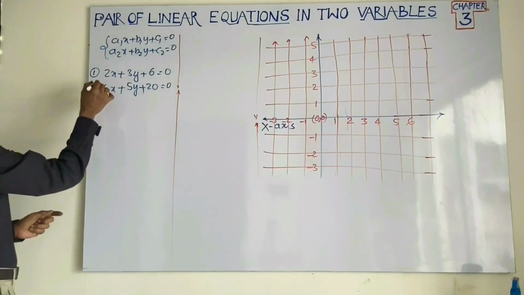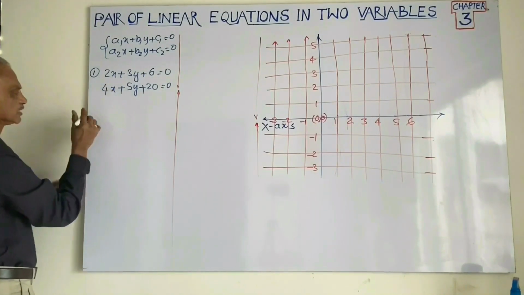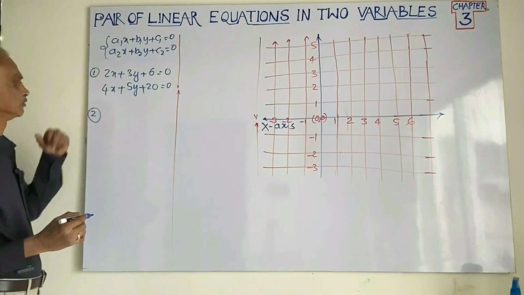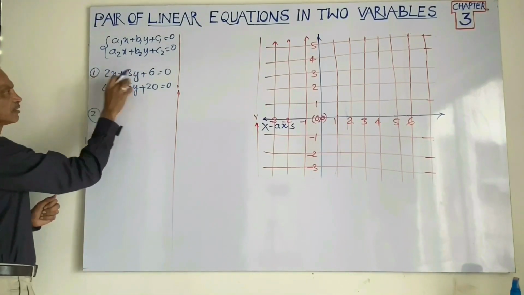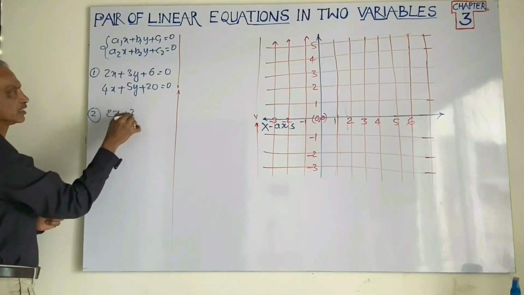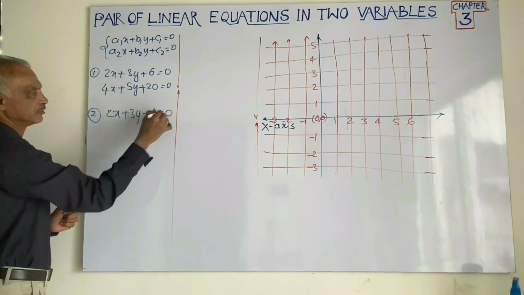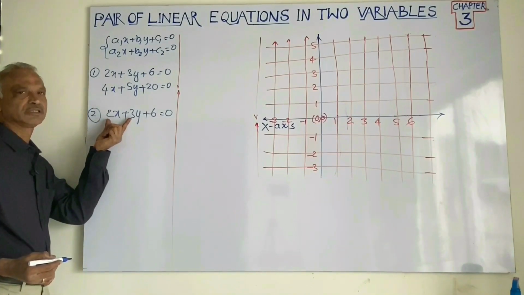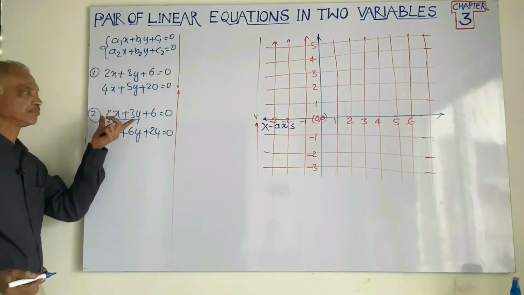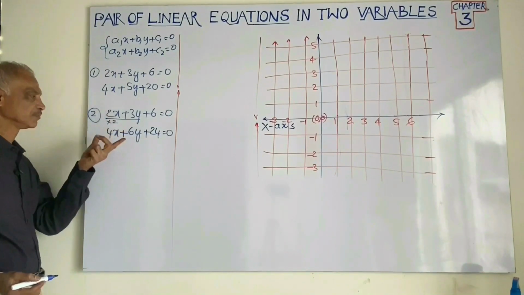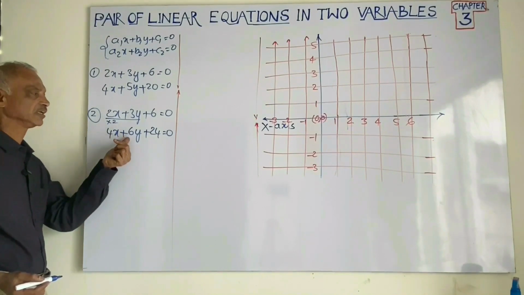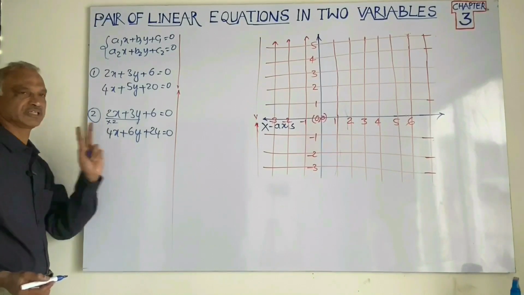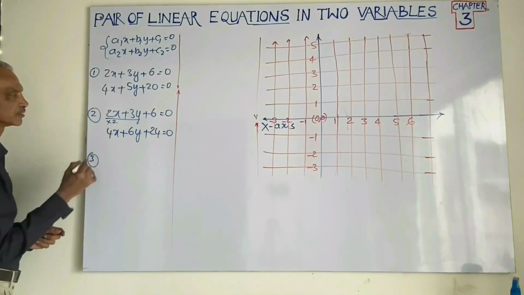Now see, now we have to draw. I will take second example. I will take 3 examples. I will take 2x plus 3y plus 6 is equal to 0, same. Now I will multiply this 2x plus 3y with 2, 4x plus 6y. Different, 6 is different from 24. I have taken 24.